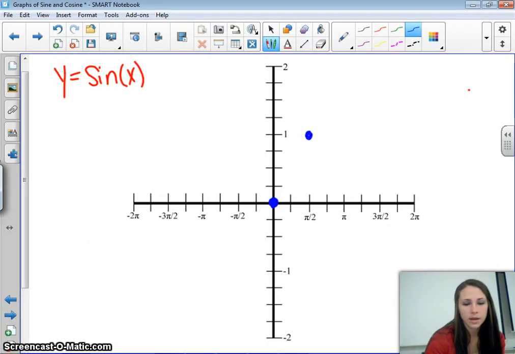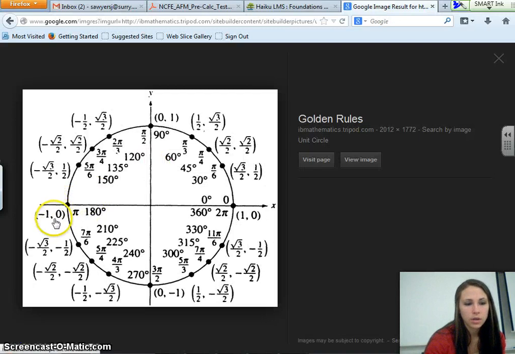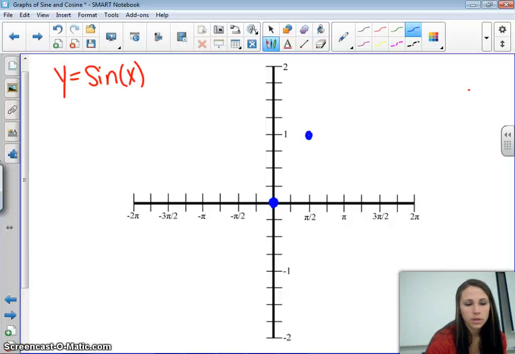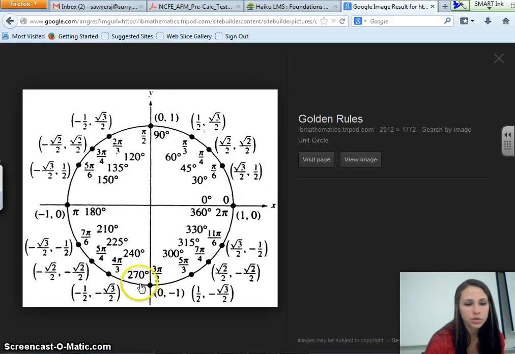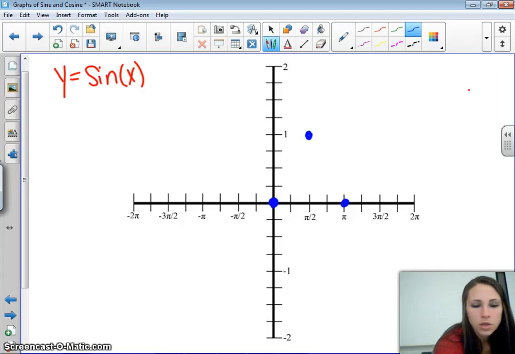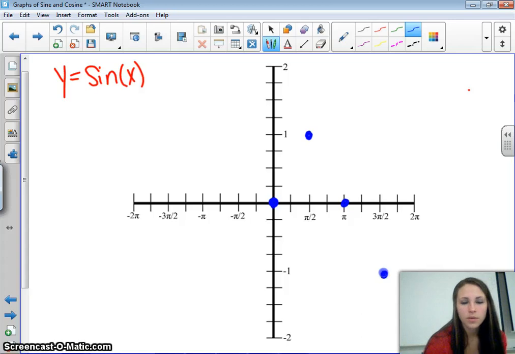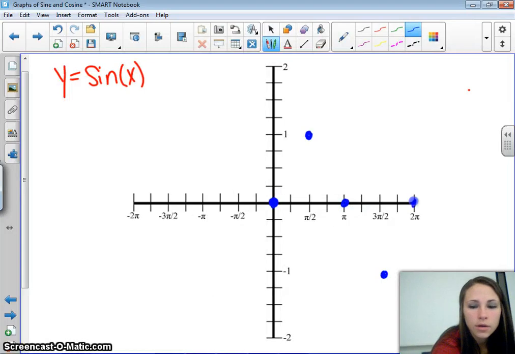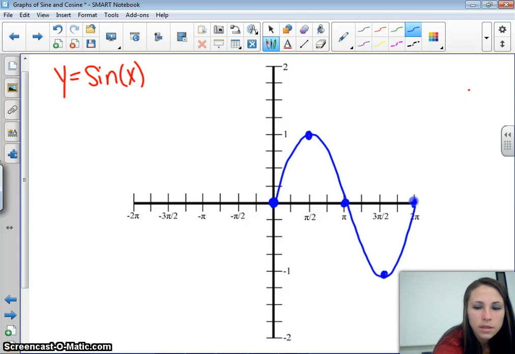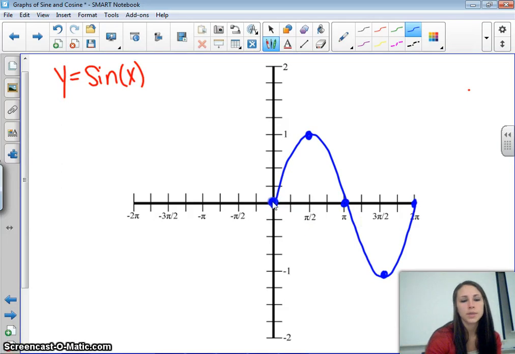I'm going to look at pi, and at pi I go to 0, the y coordinate. So it goes back through the x-axis. At 3 pi over 2, that's going to be negative 1, and so that point is down here. Then when I get all the way back around the unit circle at 2 pi, the y coordinate is 0. So if I go around the unit circle in a positive direction, this is what my function normally looks like. Now I'm also going to graph this to the left.